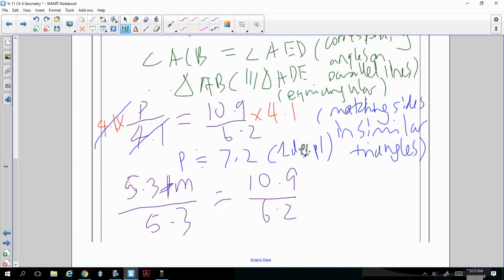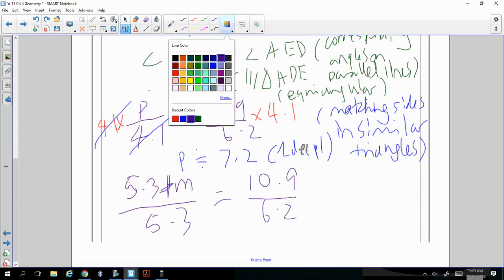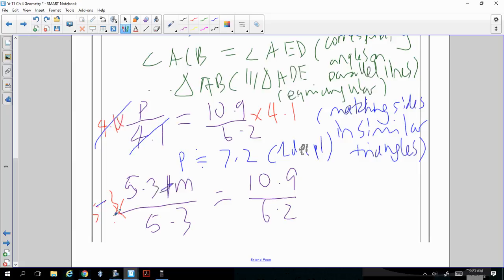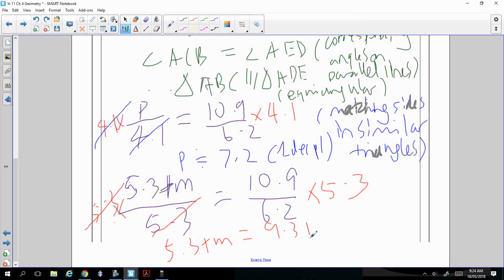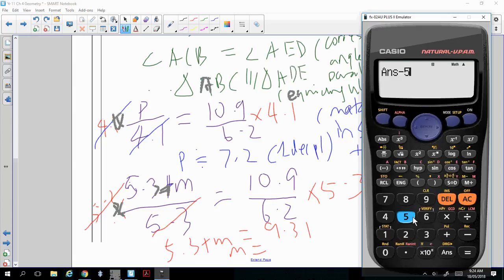5.3 times 5.3, cancel. You get 5.3 plus M equal to 10.9 divided by 6.2 times 5.3, equal to 9.31. M equal to 9.31 minus 5.3 gives you 4.02, as we know earlier, right? 4.02. But this is much harder, isn't it?